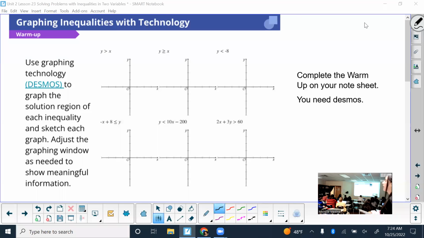All right, so you guys should have used Desmos. Hopefully it was nice and easy that way. I'll kind of show you by hand as I go over them.